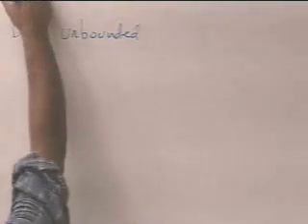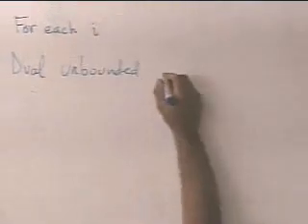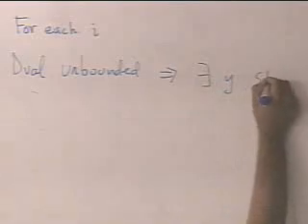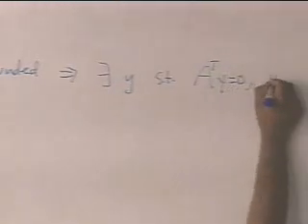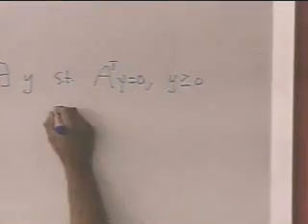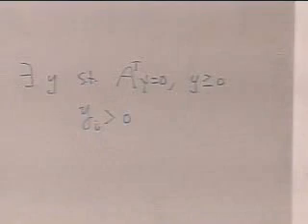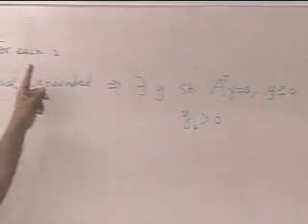So this implies, for each i, the dual unbounded implies that there exists a y such that A transpose y is equal to 0, y is greater than or equal to 0, and the ith component of y is strictly positive. For every value of i I can find a vector y. For different values of i, this vector could be different.